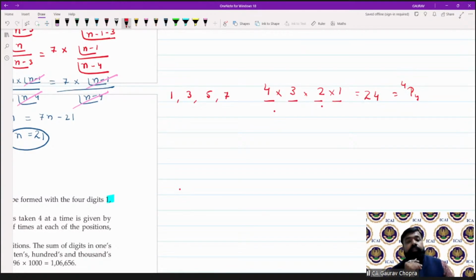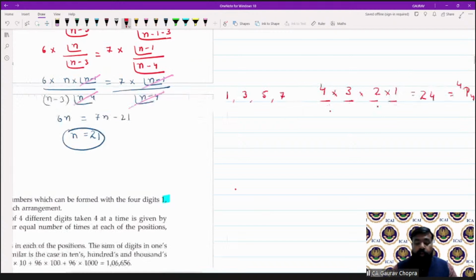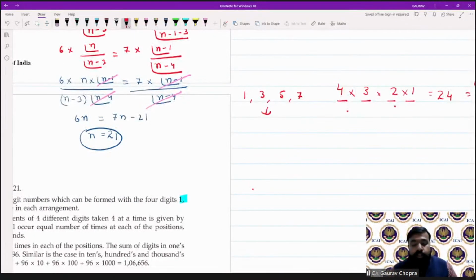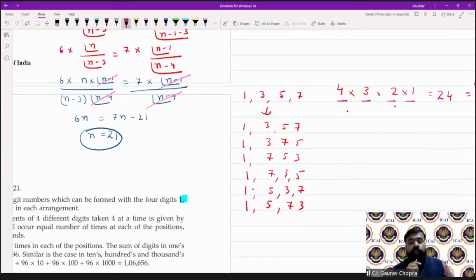Now, how to add them? Because the question requires the sum. If we try to form the numbers, it can be 1357, then 1375, then 1753, 1735, then 1537, 1573. All these numbers are beginning with 1.